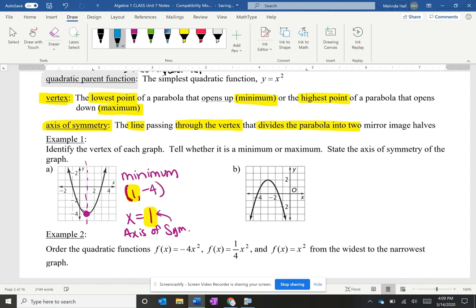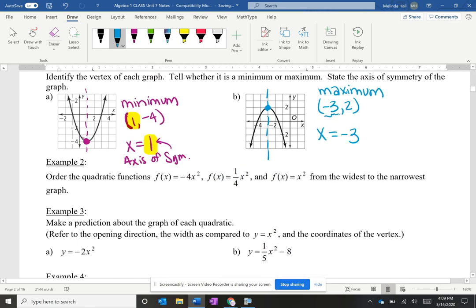So for B, doing the same thing, looking at the parabola, it is coming up, up, up, up, up, and then it starts to turn right there, and that is at (-3, 2). Because this comes up and back down, that's going to be a maximum. Again, think of it like a roller coaster. You'd be going up at the top of the hill if you were where the blue dot was. And then your axis of symmetry, remember, is always x equals a number, and it's always the x value of your vertex. So it'd be x equals -3. Like that. Okay?